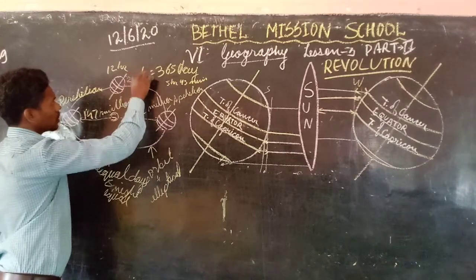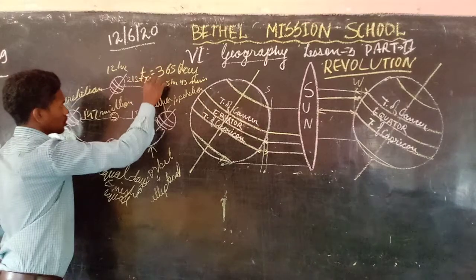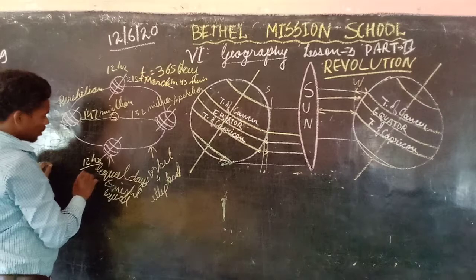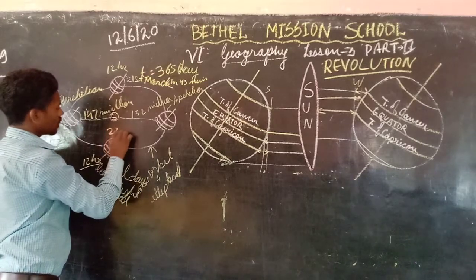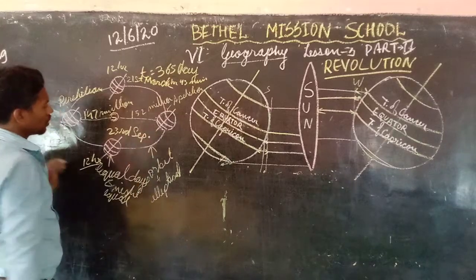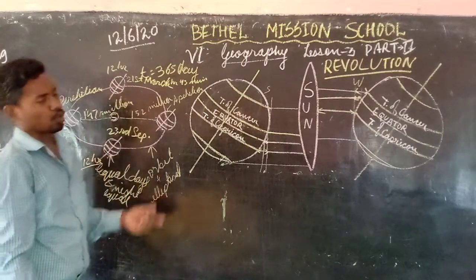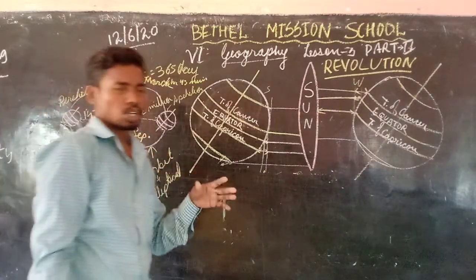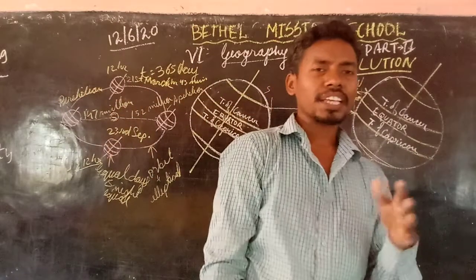21st March is your spring equinox, and then you have 23rd September, we have autumn equinox. What do we have? Autumn equinox. Equi means equal. Equal days and night.